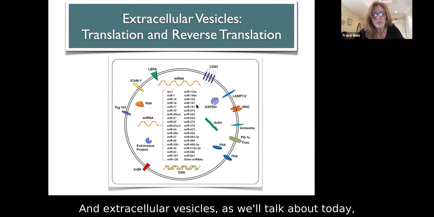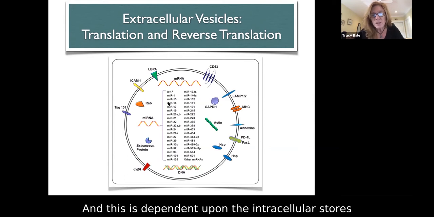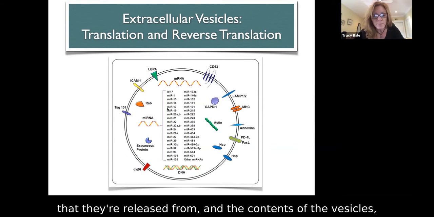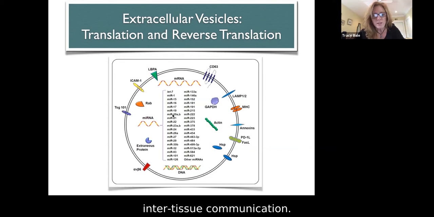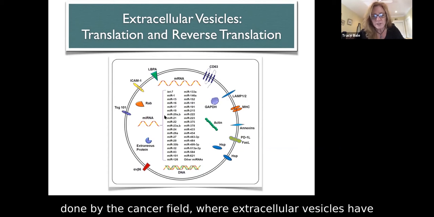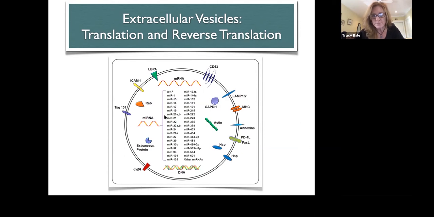And extracellular vesicles, as we'll talk about today, come in many different flavors. This is dependent upon the intracellular stores that they're released from and the contents of the vesicles and how they travel in circulation. They're largely thought to be important for intercellular and intertissue communication. Most of the work on vesicles has been done by the cancer field, where extracellular vesicles have been used as markers of cancer presence and in therapeutic treatment.